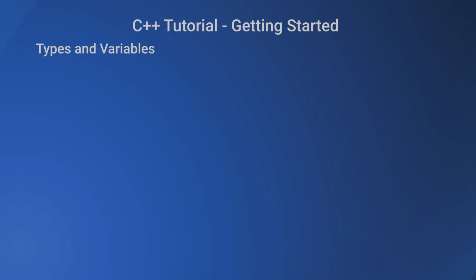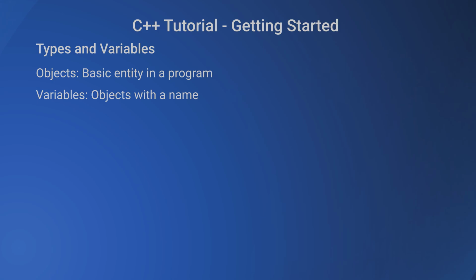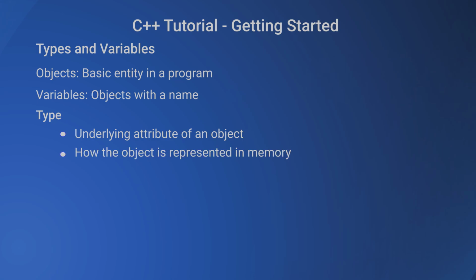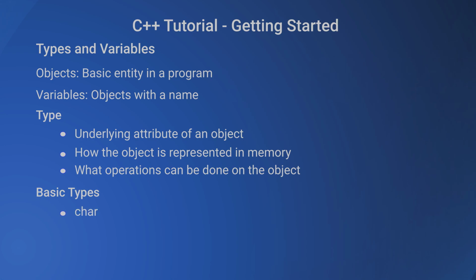The basic entity in a program is an object. Computer programs deal with objects. A named object is a variable. Every object has an underlying type. A type defines how the object is represented in the memory and what operations can be done on it. There are basic types and then there are higher level user-defined types. Now we are looking at basic types. The basic types are char, bool, int and double.